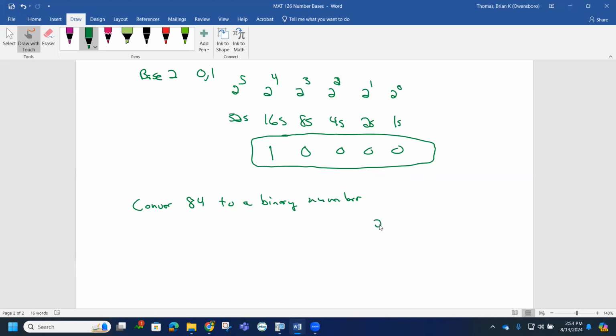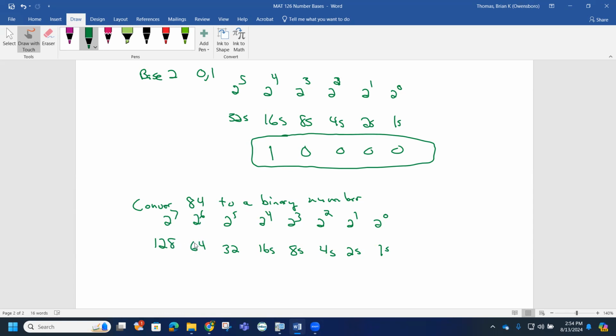So again, 2 to the 0 is the ones place. 2 to the power 1 is the twos place. 2 squared is the fours place. 2 cubed is the eights place. 2 to the fourth is the 16th place. 2 to the fifth is the 32nd place. 2 to the sixth would be the 64th place. And 2 to the seventh would be the 128th place. Notice I had to go a little bit further because 84 goes out pretty far. But I can't use the 128 because it's too big.